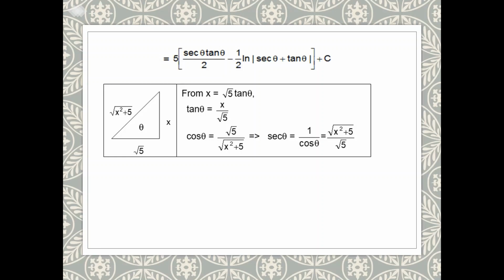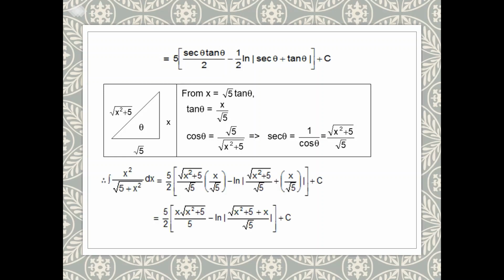As secant is equal to 1 over cos theta, therefore secant theta is equal to square root of x squared plus 5 over square root 5. Substitute this information accordingly into the answer that you have obtained just now and simplify. You should be able to get the following answer.